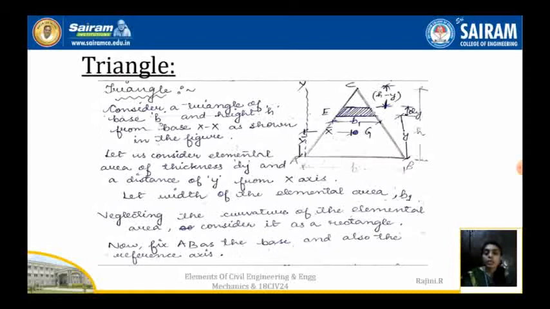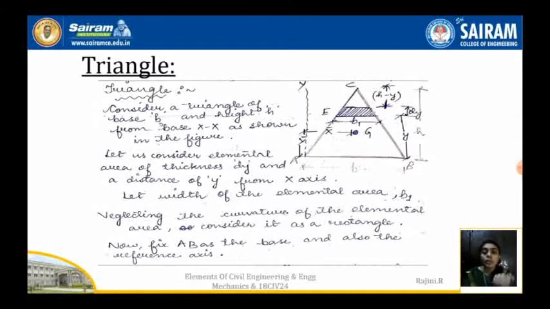Whatever you see marked in the figure, I am going to explain and introduce now. Consider a triangle of base b and height h from the base xx axis. Here I am taking the base as reference, as shown in the figure. Let us consider an elemental area of thickness dy. I have cut that small strip; that cut piece is called dA, the elemental area of thickness dy, at a distance y from the x-axis.